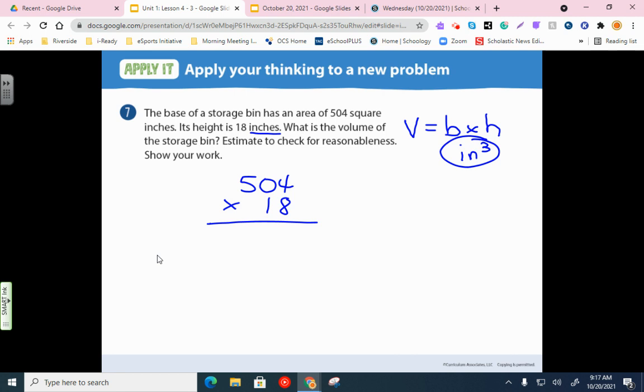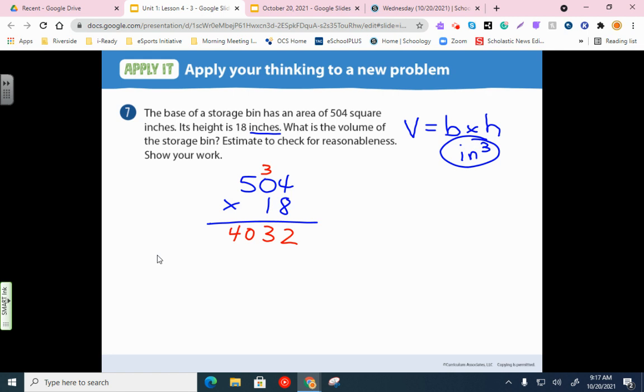And I'm going to do my ones in reds, and then I'll do my tens in blue. So 8 times 4 is 32. We can't fit 32 into one place value, so we carry the 3. 8 times 0 is 0. Bring down your 3. 8 times 5 is 40. Since we don't have any other numbers, we can just stretch that out like that.